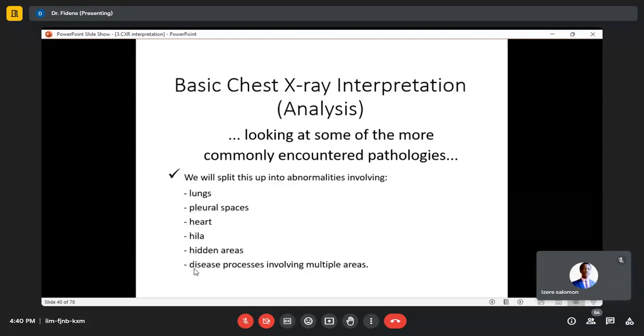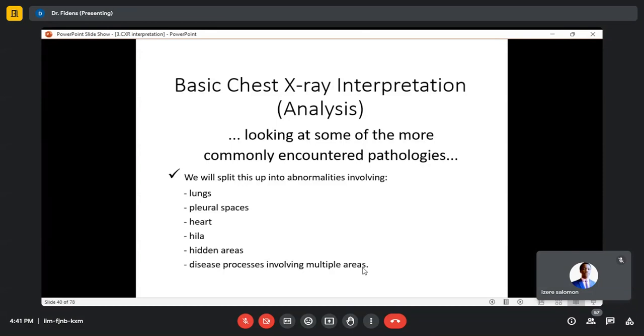And the disease process involving multiple areas now. It can involve the heart, the lungs, the pleura, like heart failure. Heart failure can involve the heart itself, cardiomegaly. It can involve the lungs, pulmonary edema. It can involve the pleural effusion. You know, it can go into the interstitium by lines and interstitial edema.